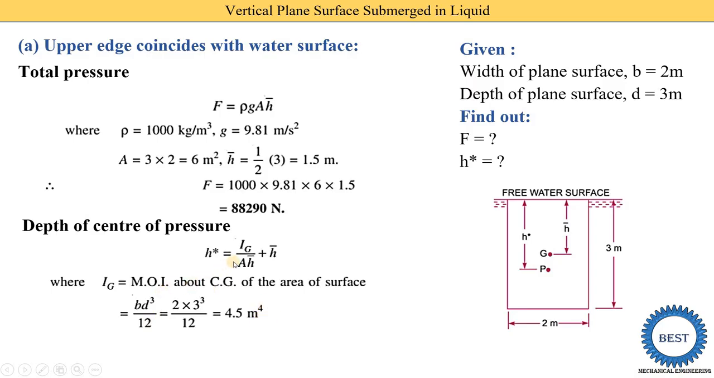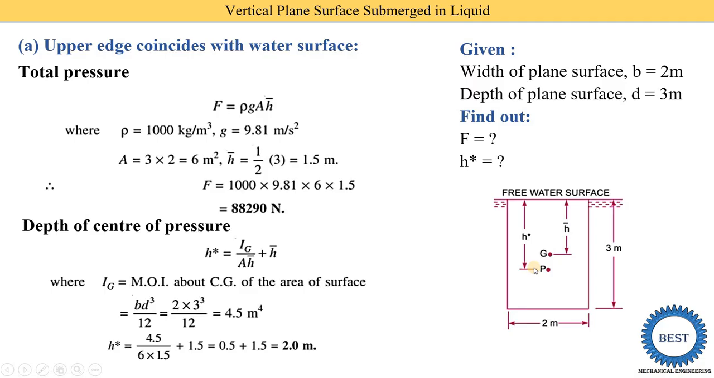Now we put these values in the equation: Ig is equal to 4.5, area is equal to 6, H bar is equal to 1.5. So we get 0.5 plus 1.5, which is 2 meter. This means the P point is 2 meter below the free surface of the water. Here we see H bar is 1.5 and H star is 2 meters.